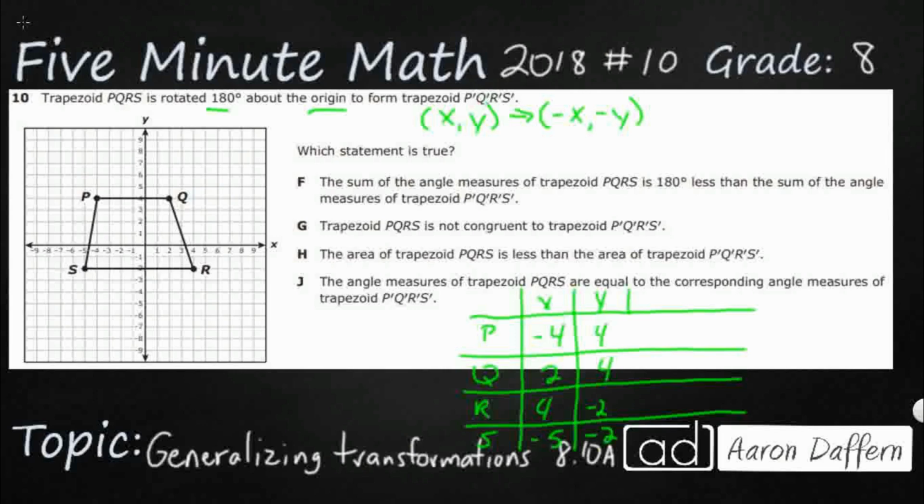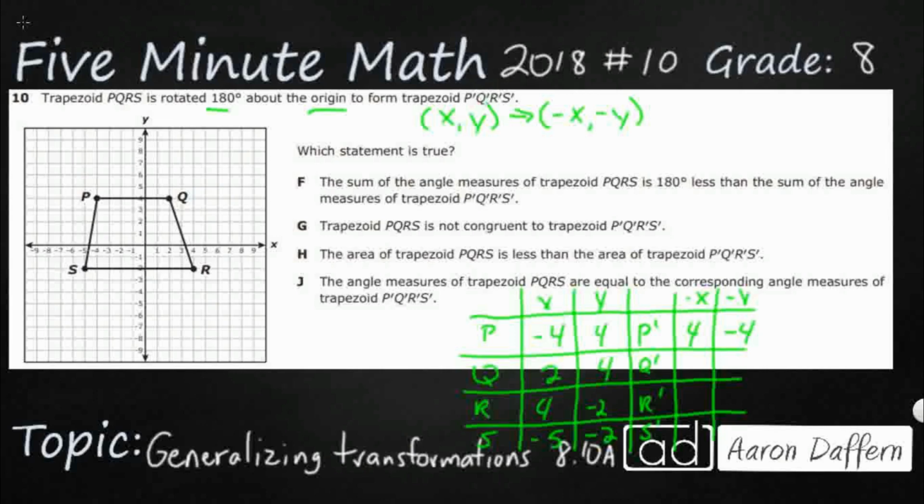Well, I want to go ahead and get my P prime, my Q prime, my R prime, and my S prime. I just want to go ahead and graph those. So we know that those are negative x and negative y. That's the notation we use when we're rotating 180 degrees about the origin. Clockwise or counterclockwise doesn't matter. So I'm going to take my x and my y, and I'm just going to flip the positive to a negative and the negative into a positive. So my negative 4 becomes 4, and my 4 becomes negative 4.